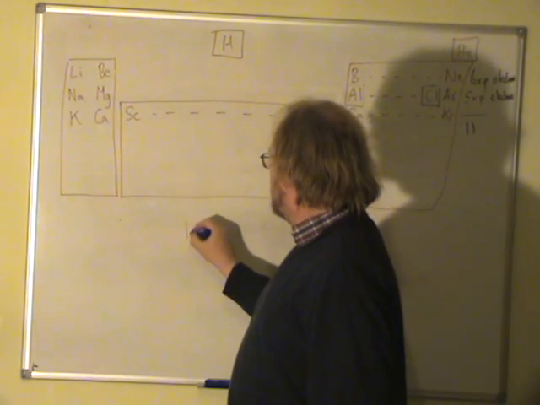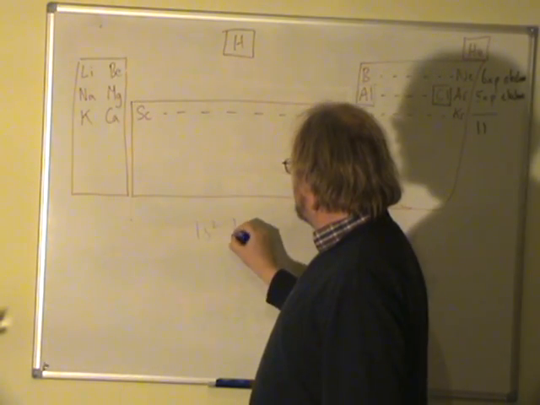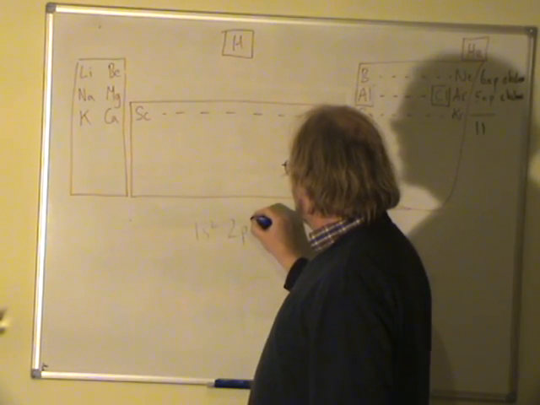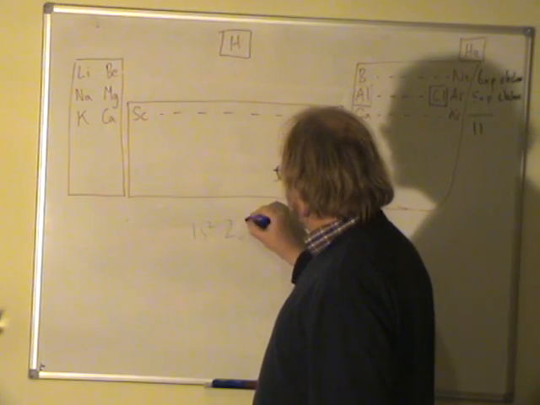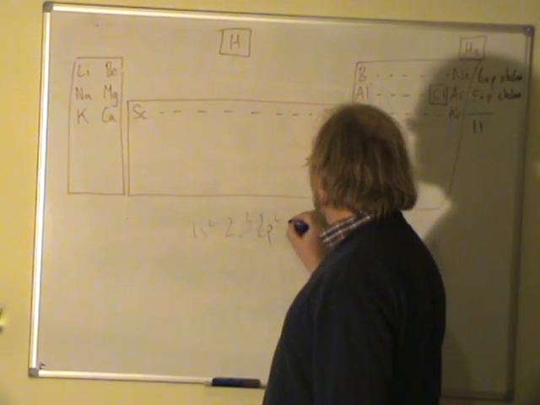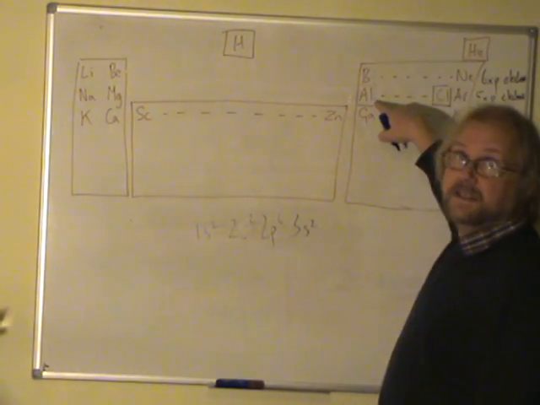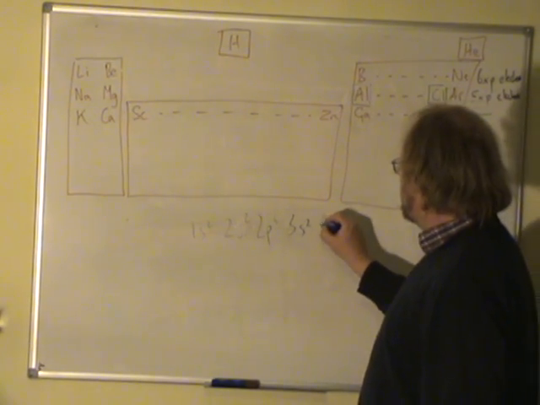So we've got 1s2, 2s2, 2p6 as we go, and then 3s2, and 3p. Well, it's the first element in that 3p subshell, so it's just 3p1.